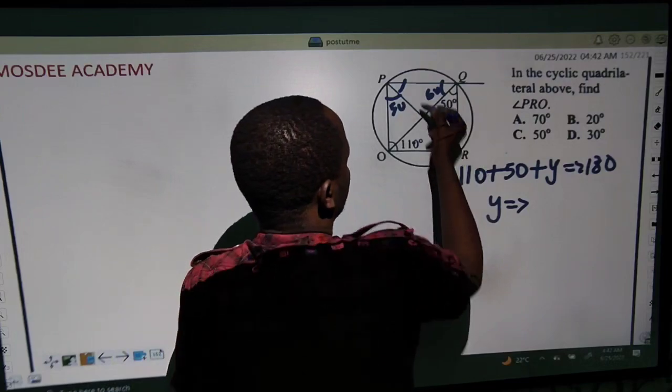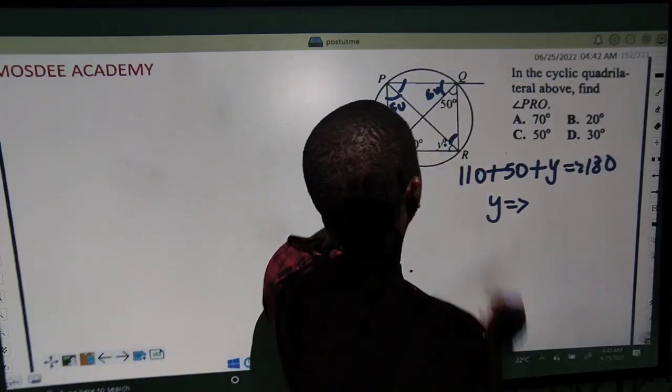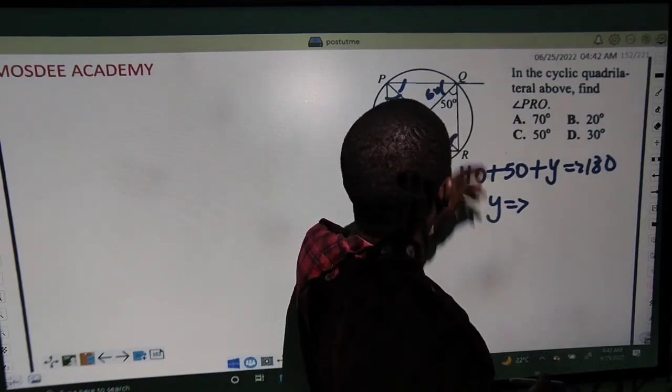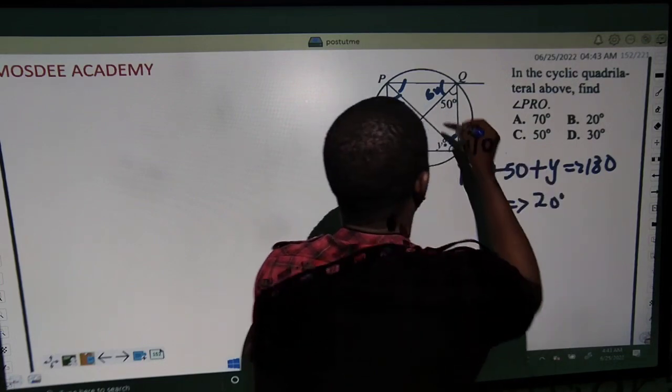Because y here is equal to, okay, this is the angle I'm looking for, not this. I'm thinking I'm looking for that one. So I'm looking for this, then I don't need to tell myself what y is here. 20. If y is 20, this guy is 20.